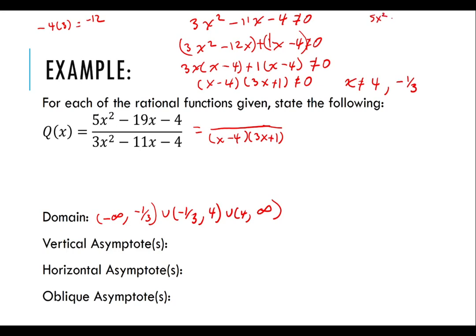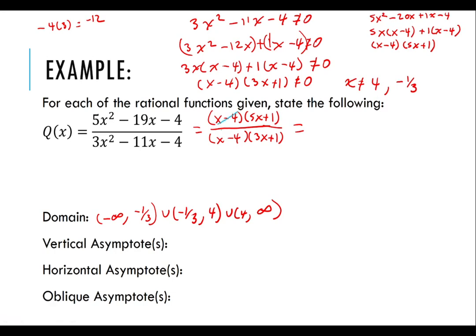So we get 5x squared minus 20x plus 1x minus 4. Then that is going to give me 5x times x minus 4 plus a placeholder of a GCF of 1 times x minus 4. That's then going to give me x minus 4 times 5x plus 1. So this factors as x minus 4 times 5x plus 1. At this point, we need to reduce.